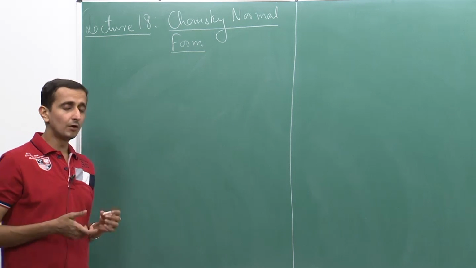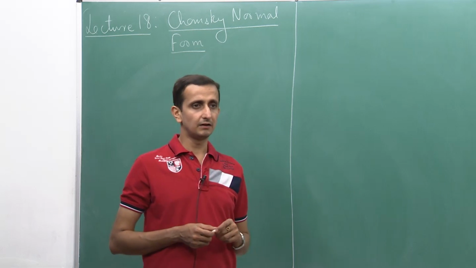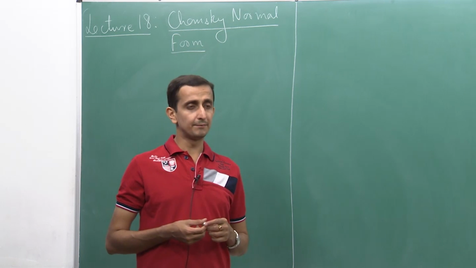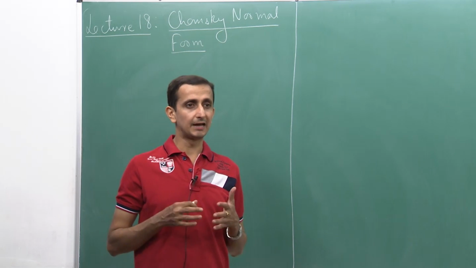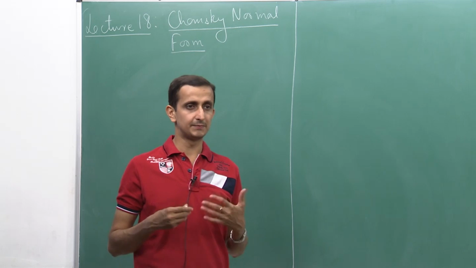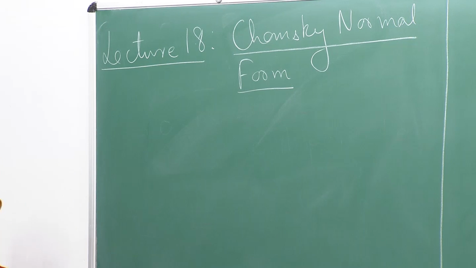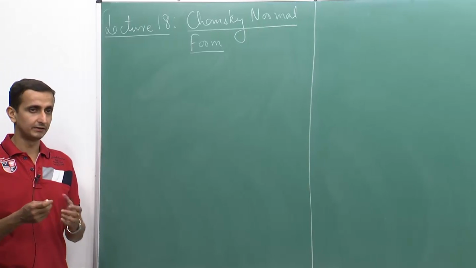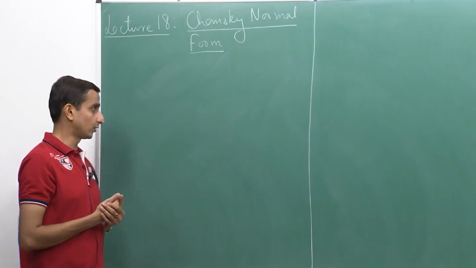So, what are normal forms? Normal forms of context-free grammars are grammars where the production rules have a very specific type of form, or they follow a very specific nature. Let me define what Chomsky normal forms are, and we will then talk more about it.